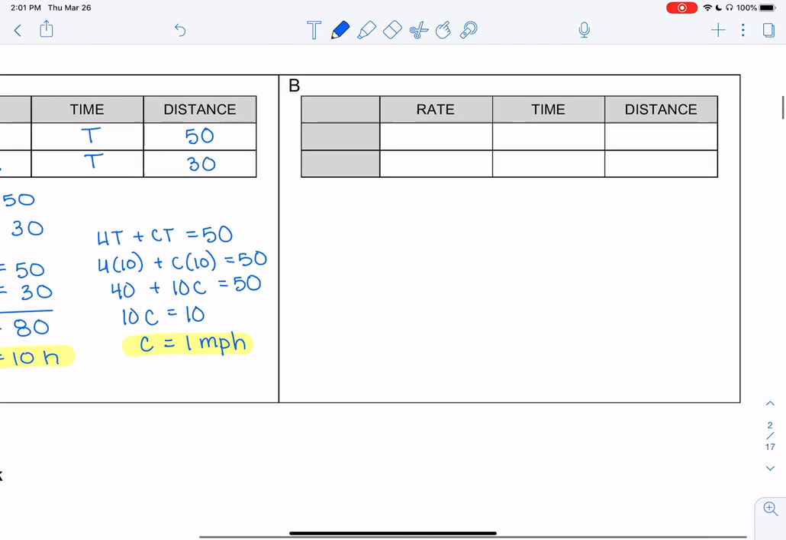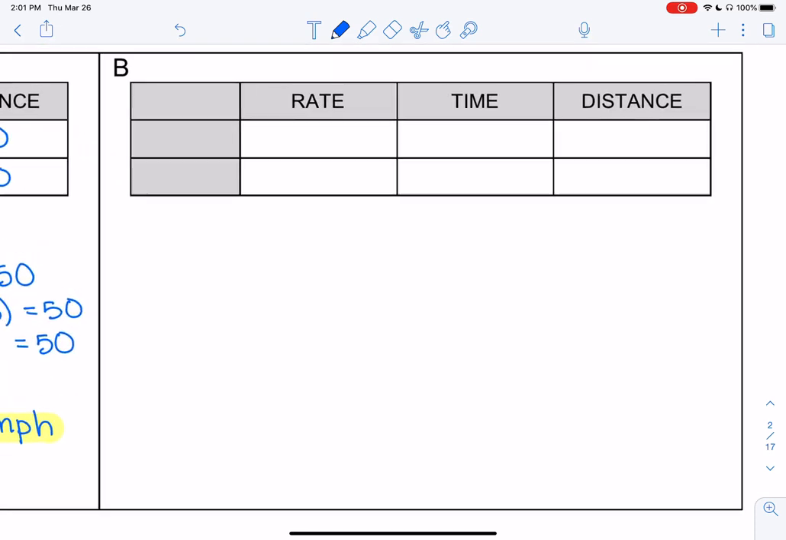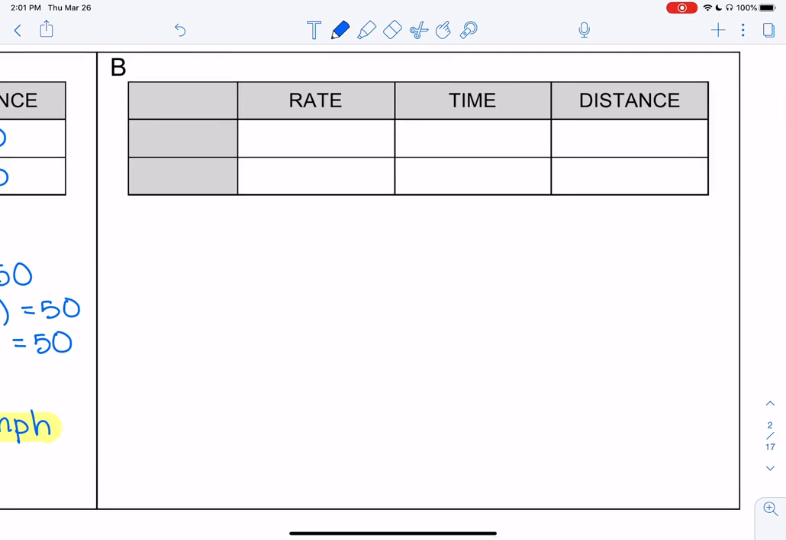Moving over to question B. From page 384, the sloop Zolly could go 33 miles downstream in 3 hours, but required 4 hours to go 12 miles upstream. What was the speed of the boat in still water? What was the speed of the current? This one is going to be a little different when we start plugging stuff in, but we're going to start the same way every time.